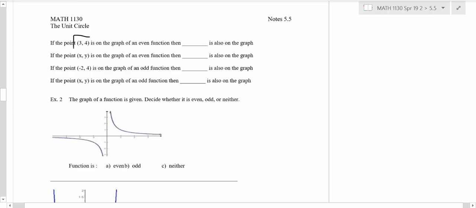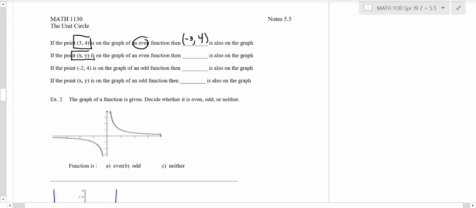Let's say we have the point 3, 4, and you have an even function. So what would y be at -3 if it's even? What happens to y? Nothing. It stays the same. Good. If it's an even function, then that happens. Same thing on this.